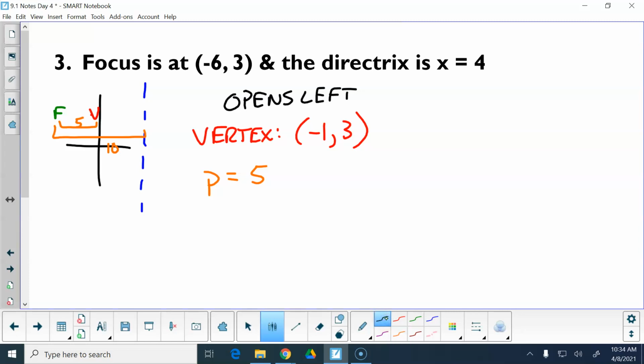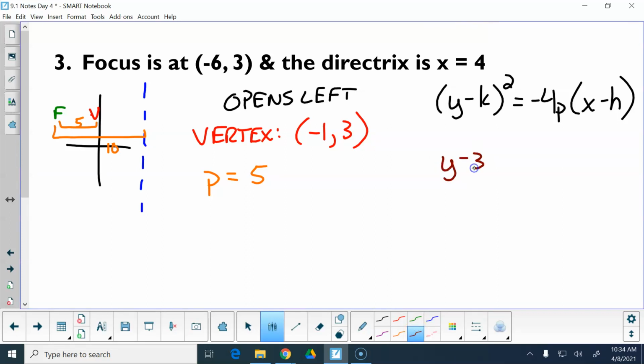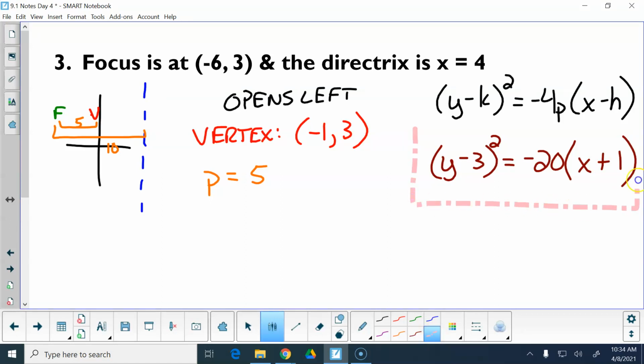Left opening is going to be y minus k quantity squared equals negative 4p times x minus h. So that's going to end up being y minus 3 quantity squared is going to equal negative 20 times x minus negative 1. We'll write it as x plus 1. Yes?